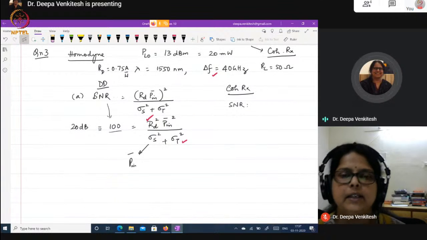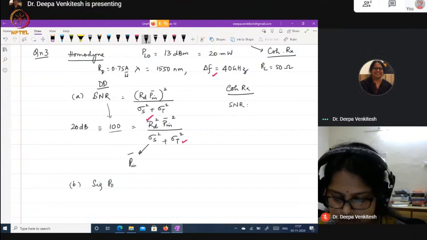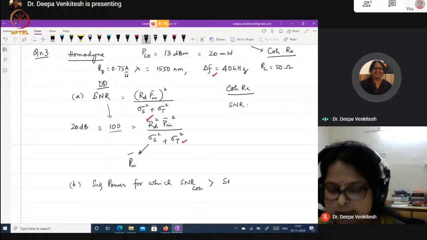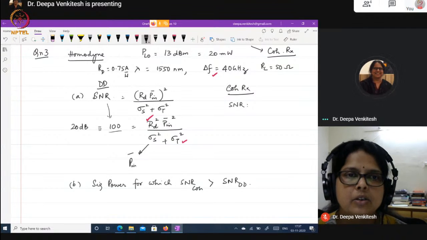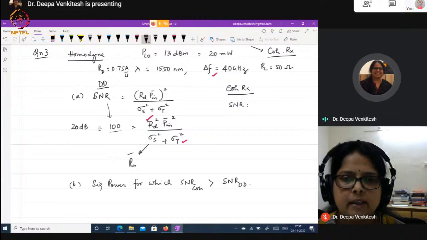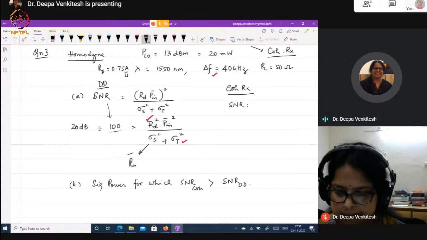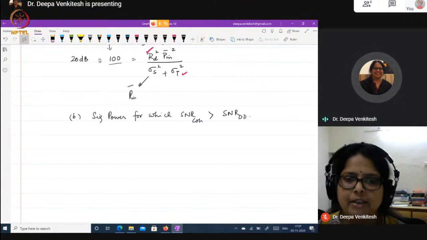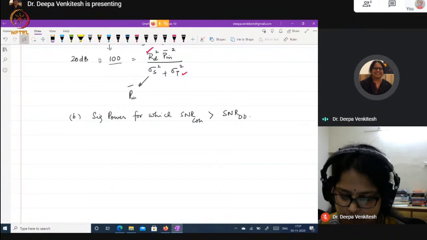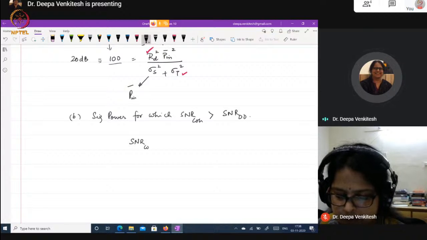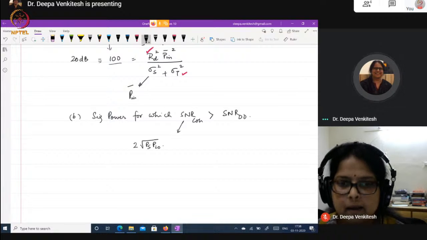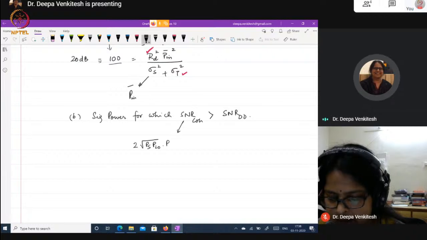The next question is, find the signal power for which the SNR given by the coherent receiver is greater than the SNR given by direct detection. This is again extremely simple to calculate, because all you need to do is substitute the SNR for the coherent receiver, substitute the SNR for the direct detection receiver, and find out at what power it happens. SNR for the coherent receiver: the signal current is 2 times the square root of PS PLO. This is homodyne, so it is just 2 times the square root of PS PLO, times RD.